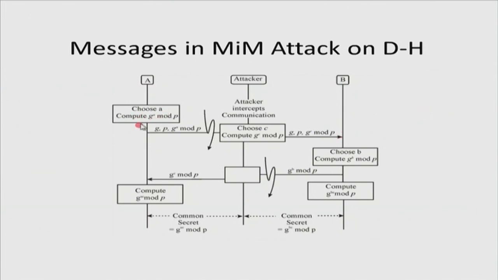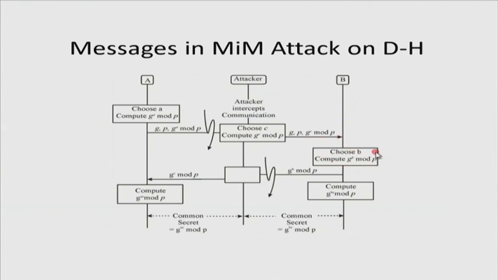So choose A as before, and she computes g raised to a mod p. She sends the parameters p, g, the prime number, the generator, and g raised to a mod p across to him. Now there's a man in the middle attack over here. The attacker stands in the middle. Notice what he's doing. He captures the entire message. It's an active attack, not just a passive attack. He captures the message and replaces g raised to a mod p with his own g raised to c mod p. So he chooses a c, he computes g raised to c mod p, and he replaces g raised to a mod p with g raised to c mod p, and he sends the same thing across to him.